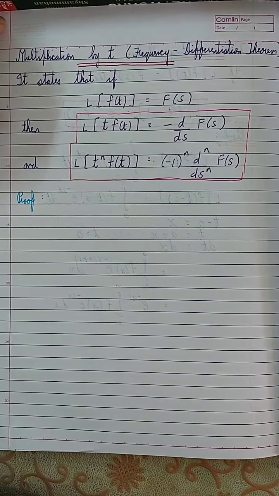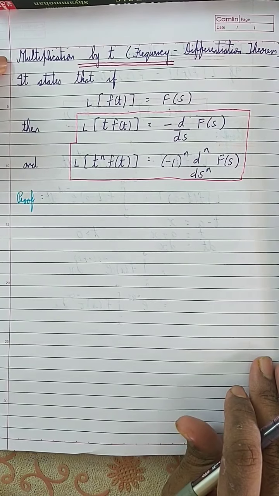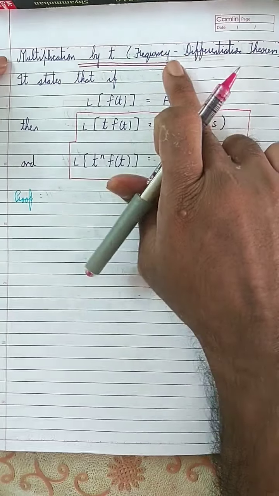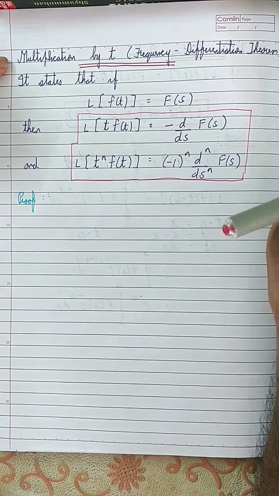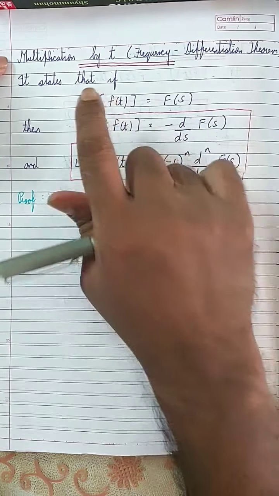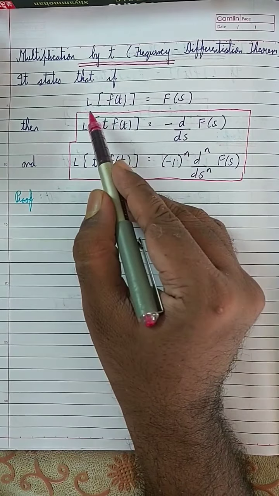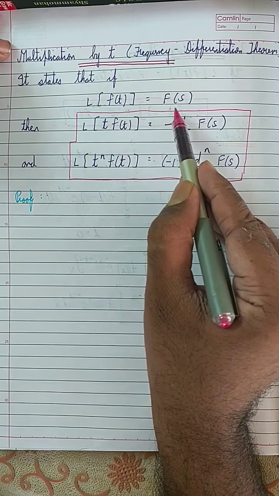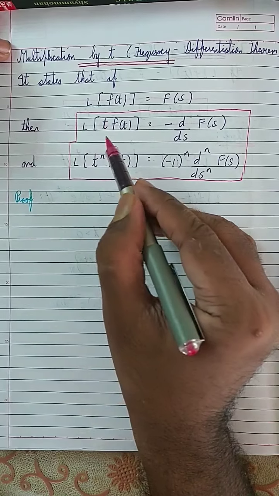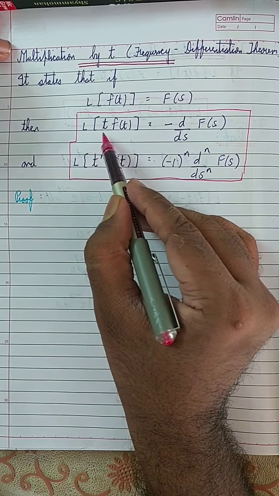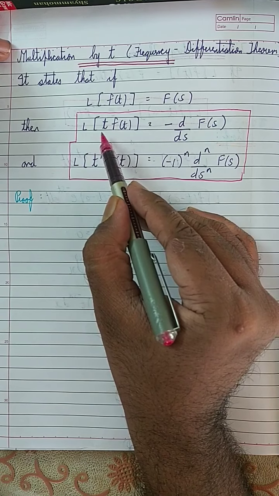Let's look at the next property. The next property is multiplication by t, also called the frequency differentiation theorem. According to this property, if the Laplace transform of f of t is equal to F of s, then this is the property. The Laplace transform of t into f of t, where t denotes the time.